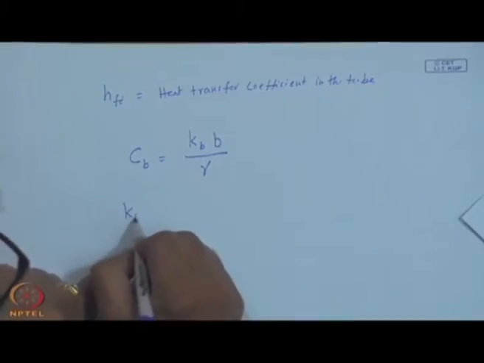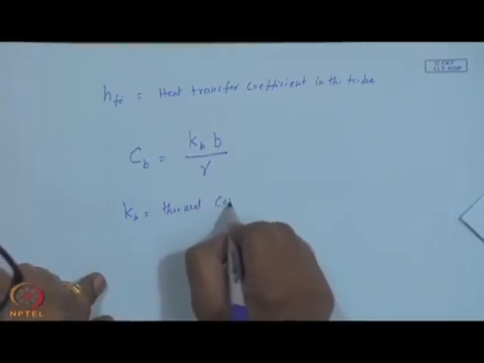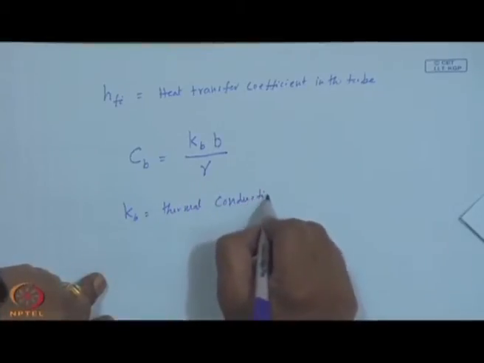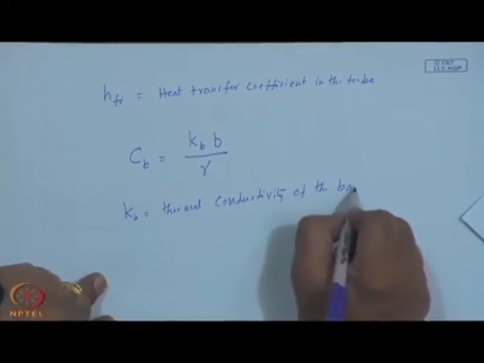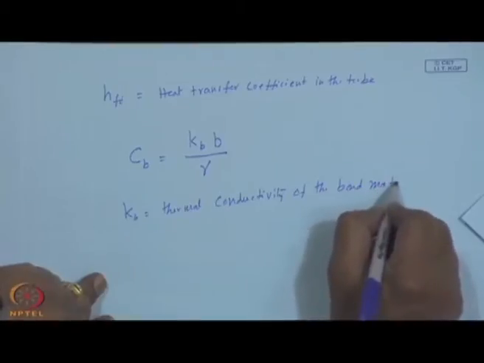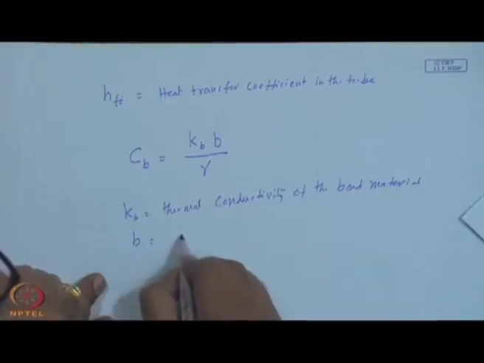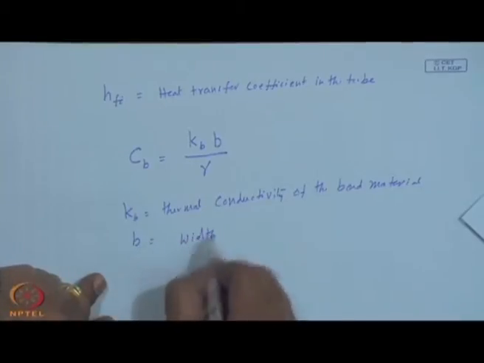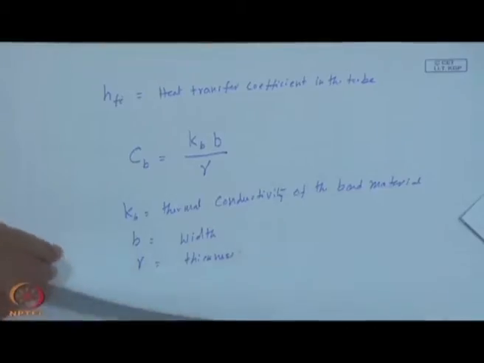K_b is the thermal conductivity of the bond material, and b is the width, and gamma is the thickness. Once again, this gamma is not to be confused with the azimuthal angle. Of course, they do not appear side by side simultaneously.